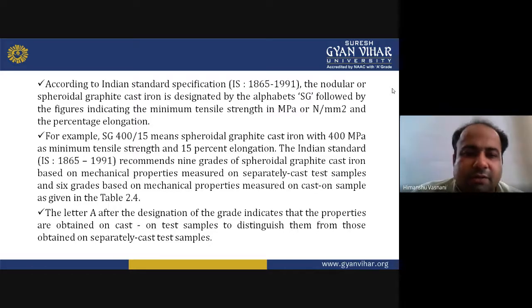So the Indian standard recommends 9 grades of spheroidal graphite cast iron based on mechanical properties measured on separately cast test samples, and 6 grades based on chemical properties measured on a cast-on sample.